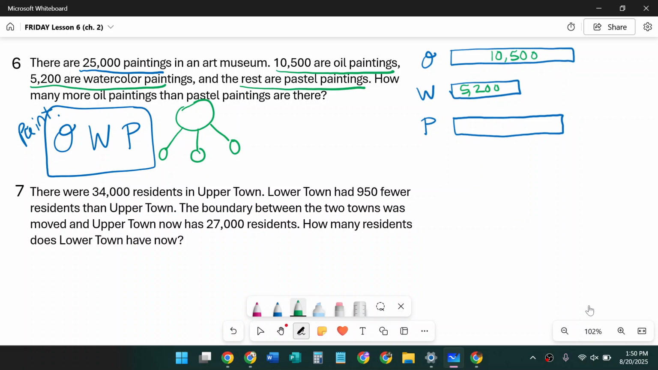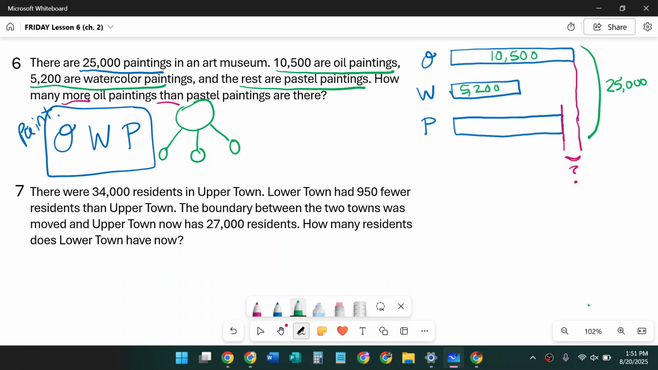All right, so the question is asking how many more oil paintings than pastel. So, oh, that tells us our clue. More oil paintings than pastel. That means oil is definitely the longer one. So yay, I'm glad I drew it longer. All right, so this is our difference between the two. And what they want to know is, what is that difference? That's what they want us to figure out. So what do we do to figure it out? Oh, let me add in the last piece of information that I know. All of these together is 25,000.